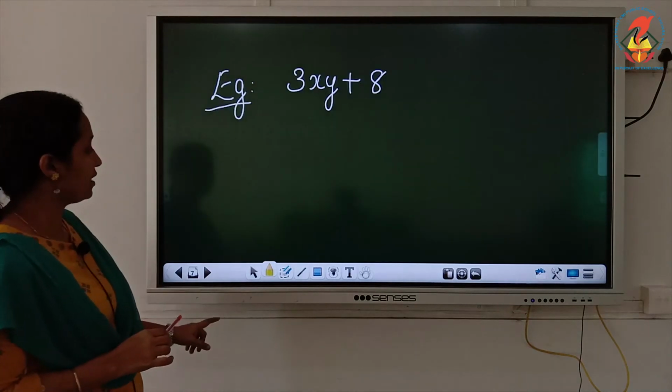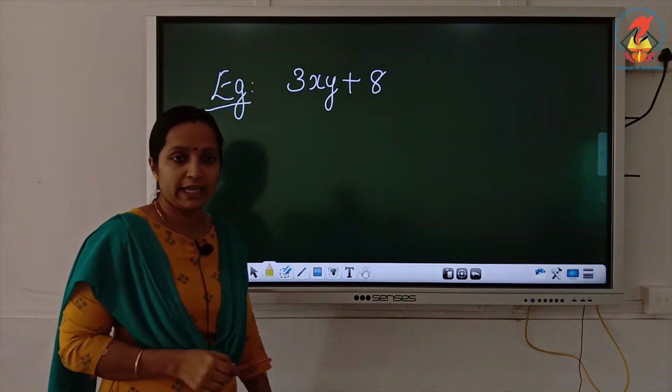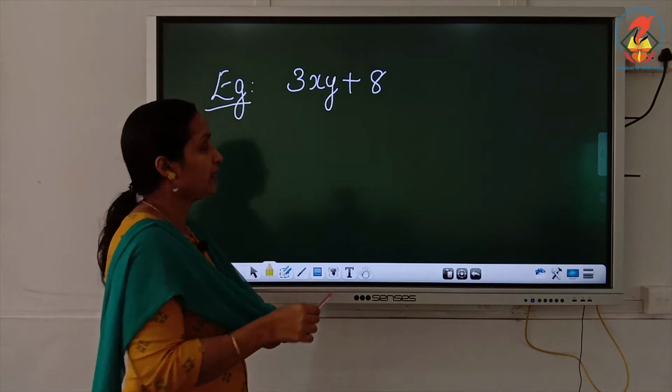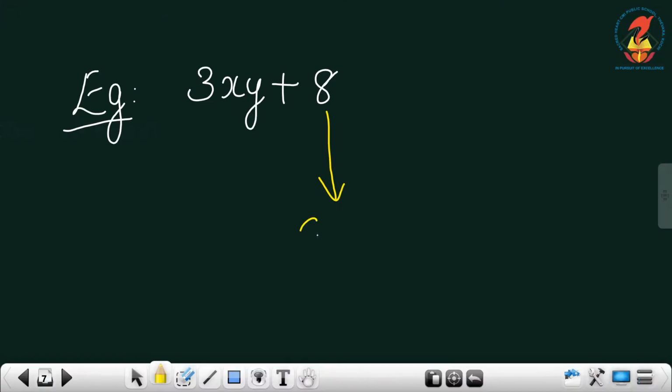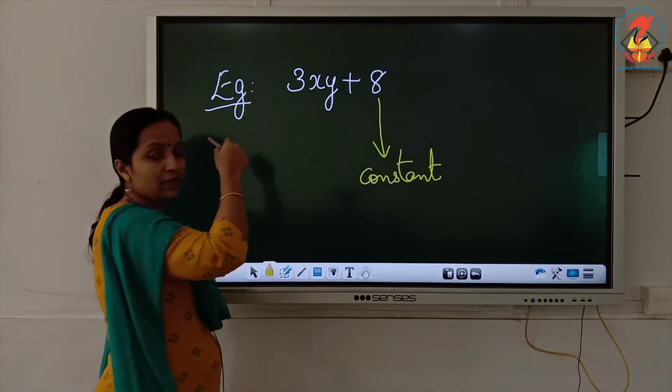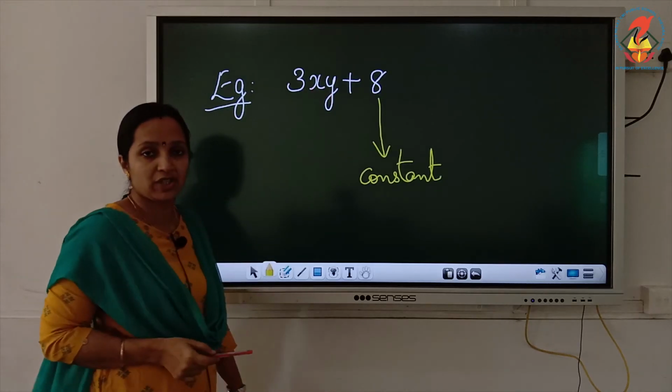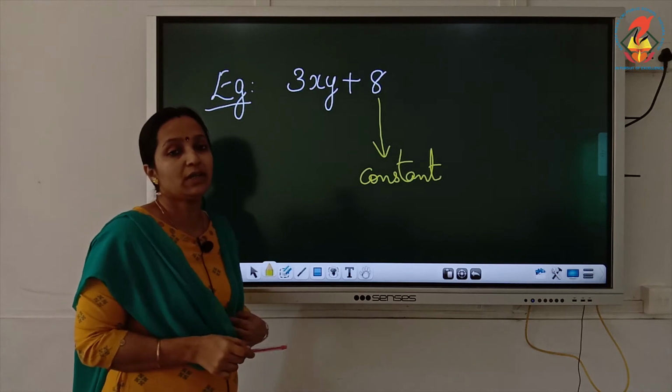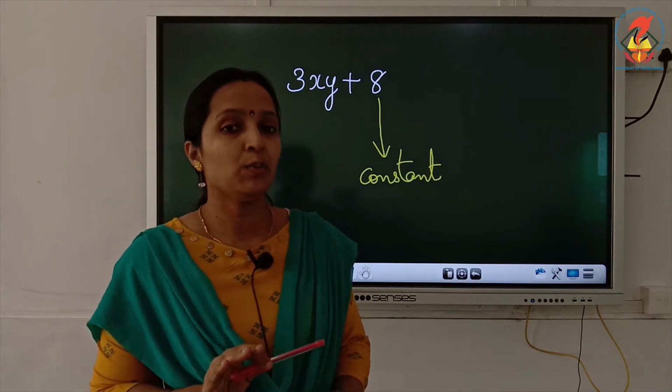Now look at this example, 3xy plus 8. Here, which is the constant? Here 8 is the constant. 3 is not a constant because there is a variable there. So, if the value of the variable changes, the value of the term will change. So, constant means what? It's a number without a variable.